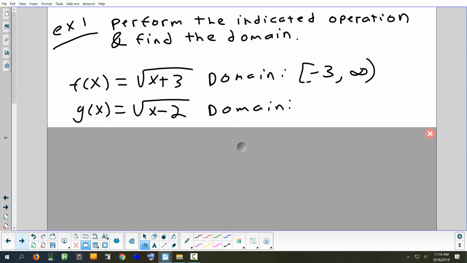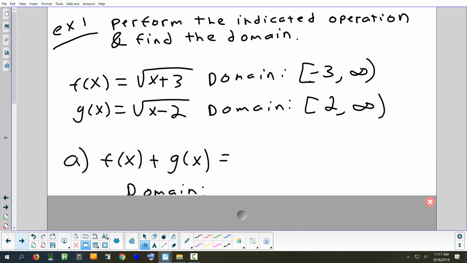Okay. How about my domain for g of x? What values would I have to pick there? Yep. You can't go lower than 2. Okay, can't go lower than 2, so tell me what I can do. 2 or greater. You can pick any number greater than or equal to 2. So, we've got the domain of both of the original functions.